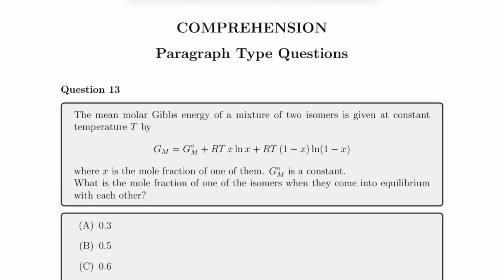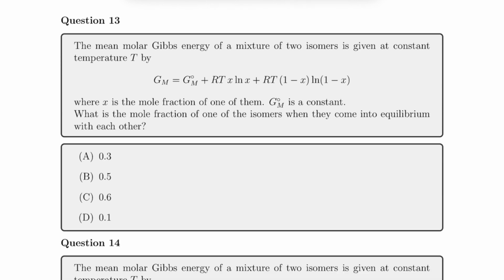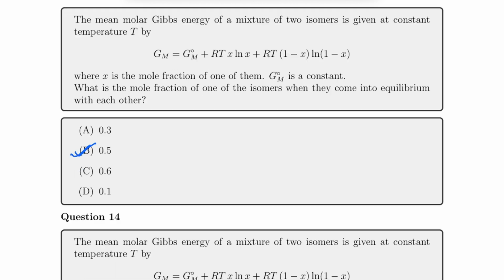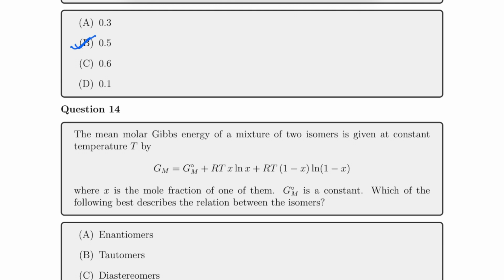Then the next comprehension is from isomerism. ठीक है, ऑर्गेनिक के अंदर का सेगमेंट है, जो कि अगेन बहुत आसान है. पहले वाले में you will be finding it as 0.5, and दूसरे वाले के लिए you will be finding it as enantiomers.